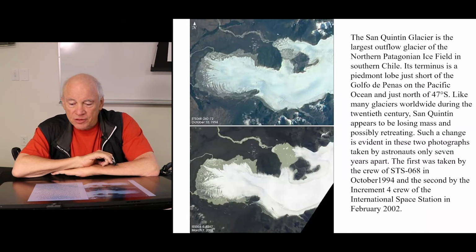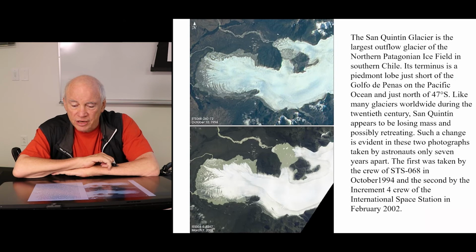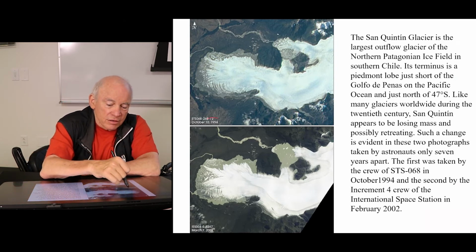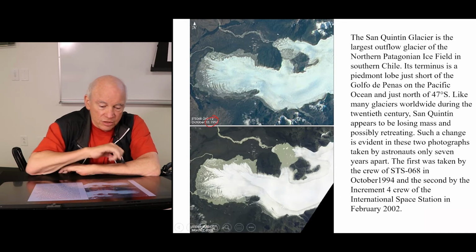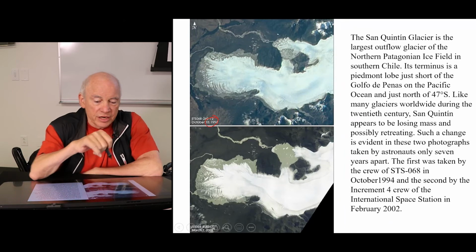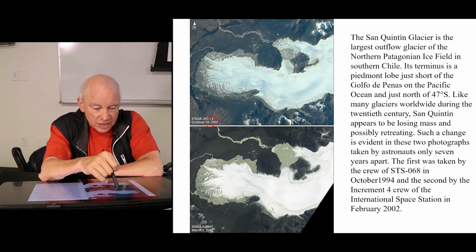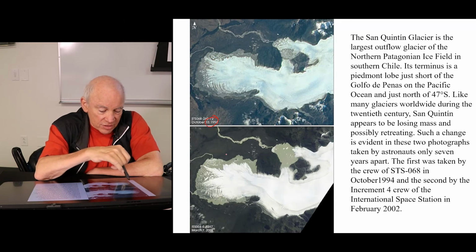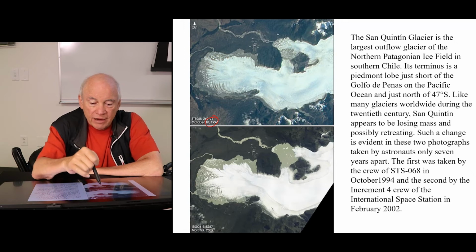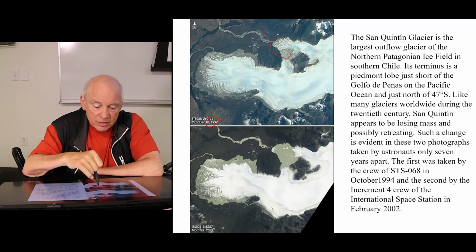So this is an example. This is the San Quintin Glacier. It's the largest outflow glacier in the northern Patagonian, and so we're looking at it two times, in 1994 and in 2002. And you can see that it is retreating. Here you can see it's sort of in this lake that it made, rimmed by its own debris. And the ice is sort of pulling back from this little lake over here, almost gone there.